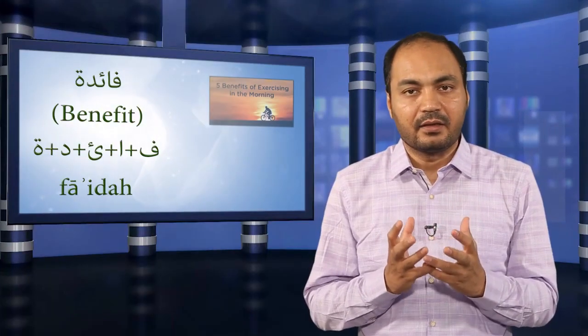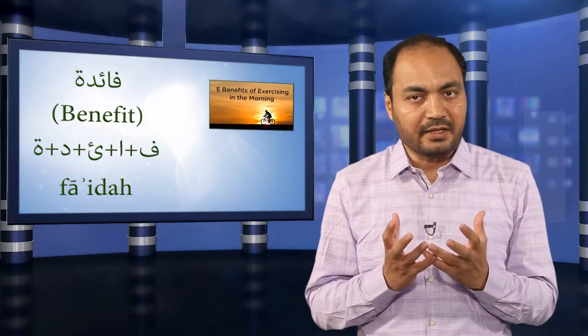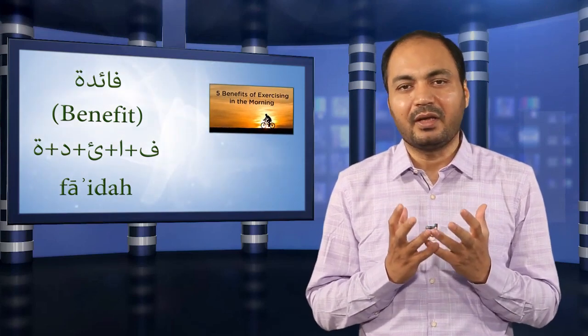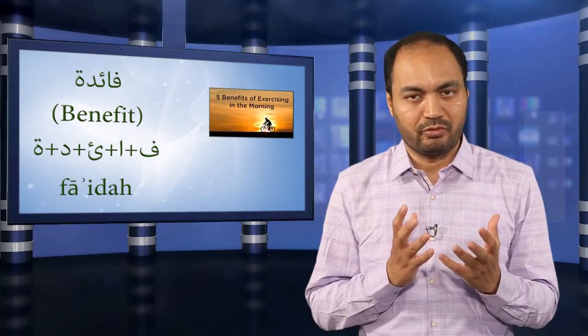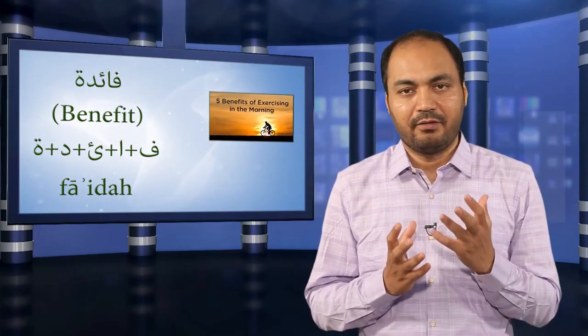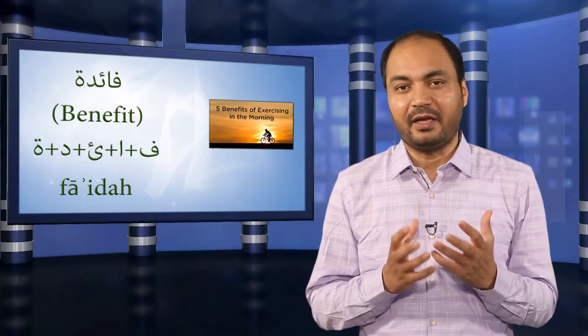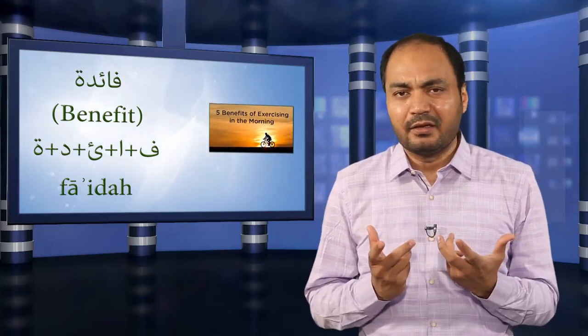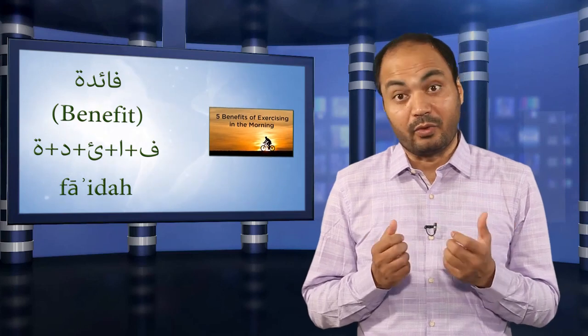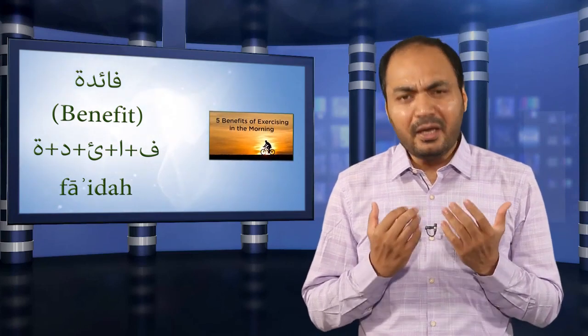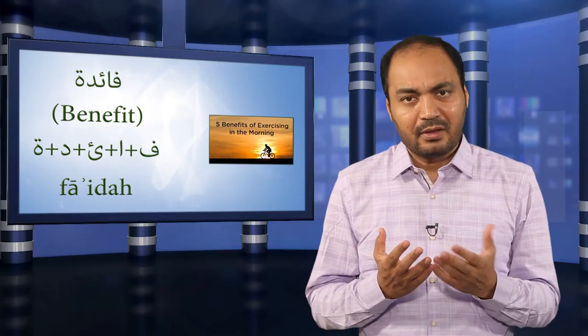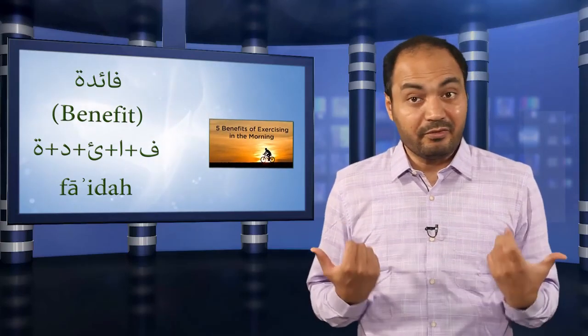Now, next Arabic alphabet, and the words starting from it, is fa. The sound is fa. And the word is faida. A very, very simple and common Arabic word that you use in everyday life situations. Faida. So in Arabic we say mahil faida. So what is faida? Benefit. Mahil faida. What is the benefit?